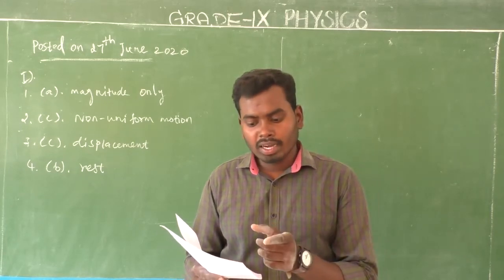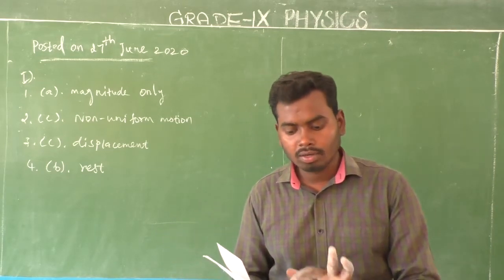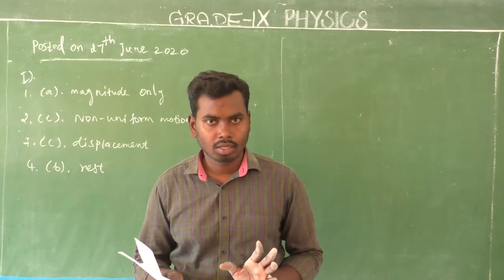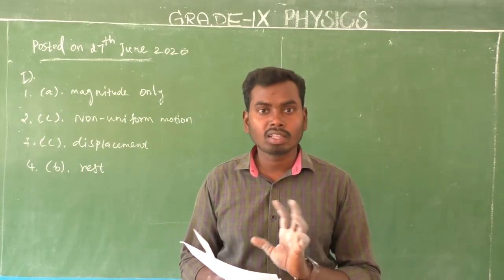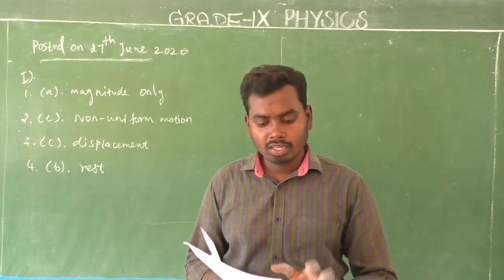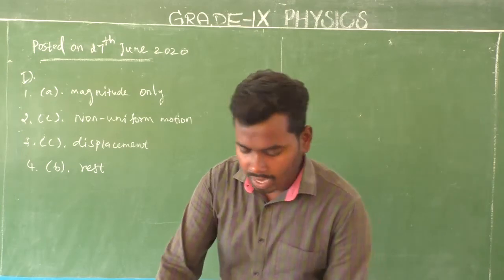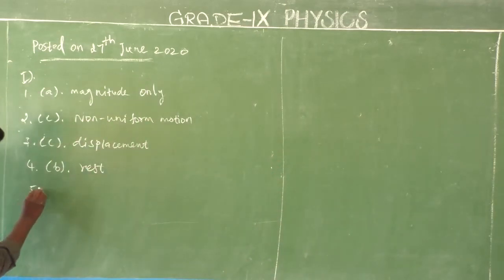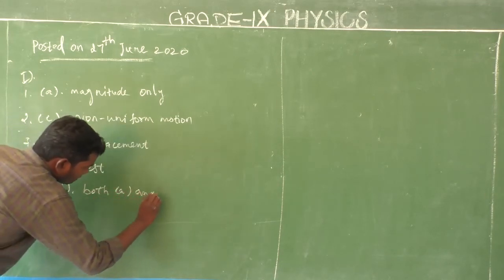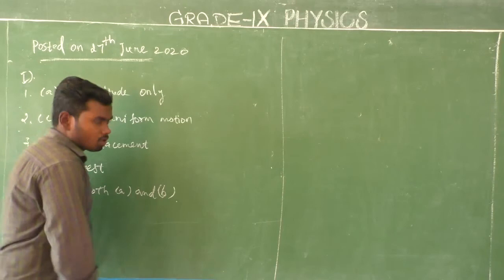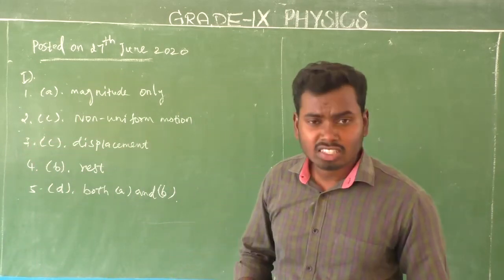The SI unit of meter applies for distance as well as displacement. Is that clear? So both quantities have the same unit, that is meter. What are the quantities? First distance and second displacement. Which is the answer? D is the answer, both A and B. For the fifth question the answer is option D, both A and B. Is that clear? Yes.